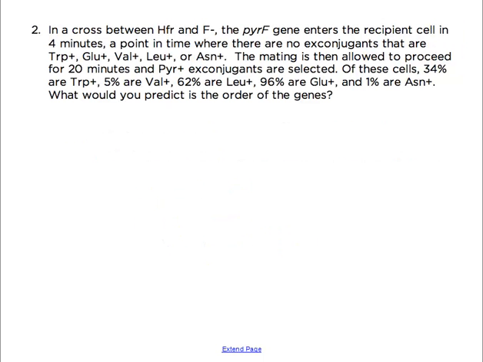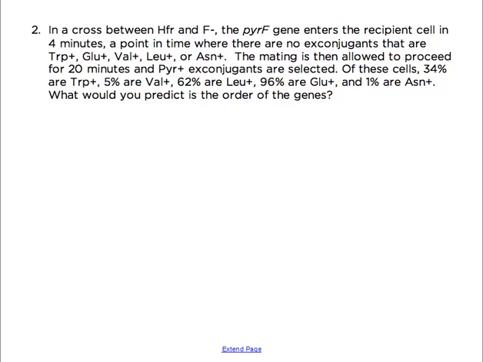Problem 2. In a cross between HFR and F-, the PYRF gene enters the recipient cell in 4 minutes, a point in time where there are no X conjugates that are TRP plus, GLU plus, VAL plus, LEU plus, or ASN plus. The mating is then allowed to proceed for 20 minutes, and PYR plus X conjugates are selected. Of these cells, 34% are TRP plus, 5% are VAL plus, 62% are LEU plus, 96% are GLU plus, and 1% are ASN plus. What would you predict is the order of the genes?